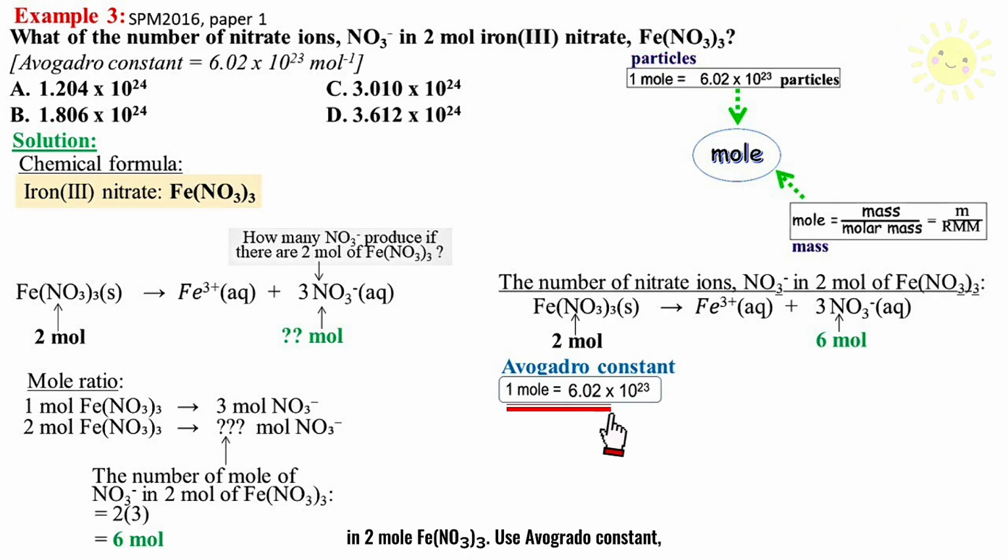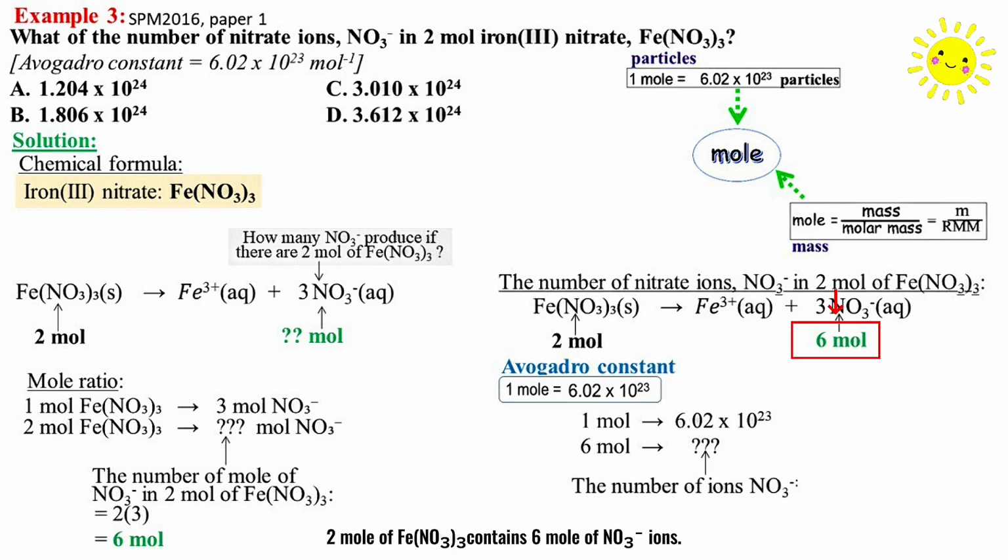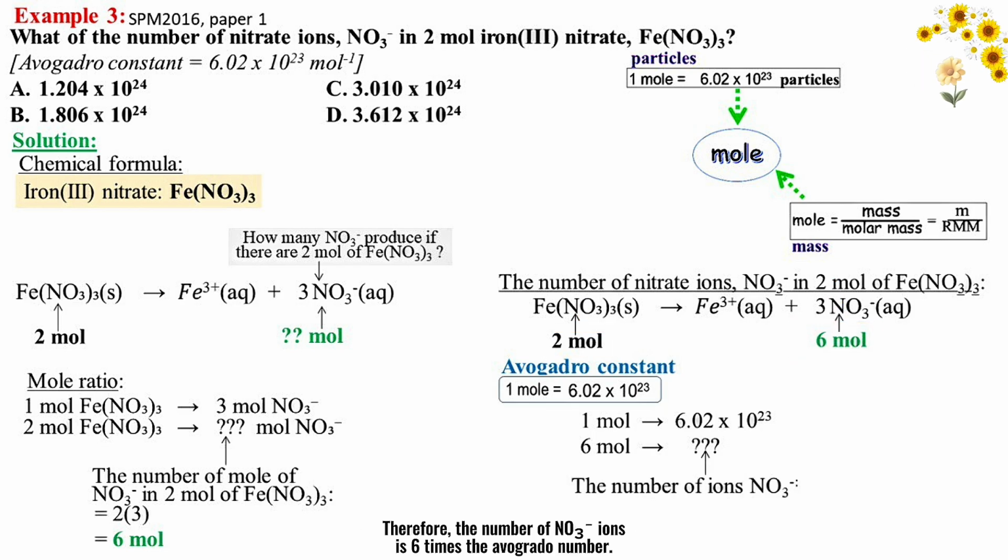Use the Avogadro constant. 1 mole is equal to 6.02 times 10 to the power of 23. So from the mole ratio, 2 mole of iron 3 nitrate contains 6 mole of nitrate ions. Therefore, the number of nitrate ions is 6 times the Avogadro number.